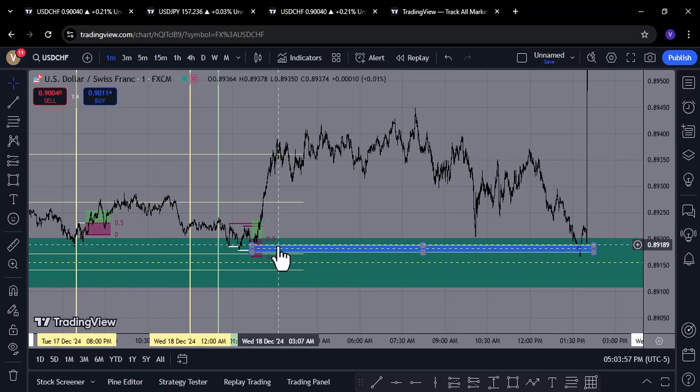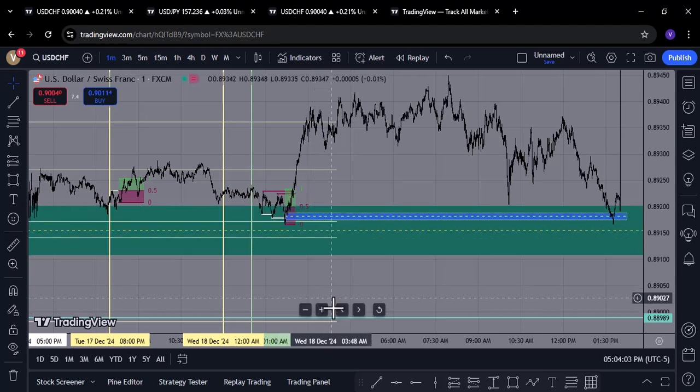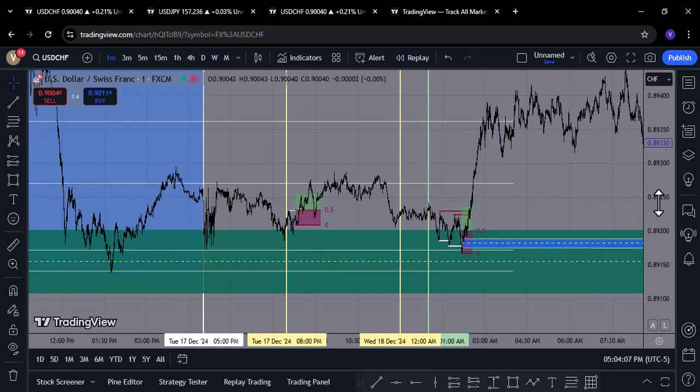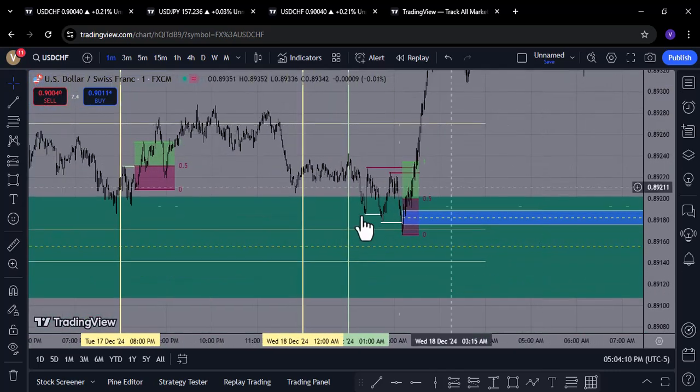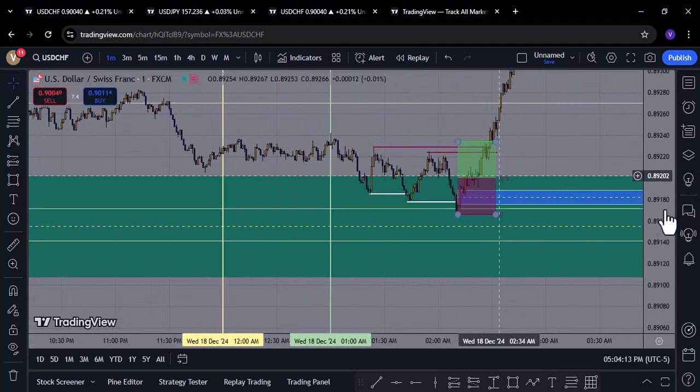If you're aggressive and you don't want to miss an entry, you can enter here. But your stop loss needs to be below this fair value gap or this swing low. Then you can target the previous day high, and definitely the reward is going to be very, very handsome.